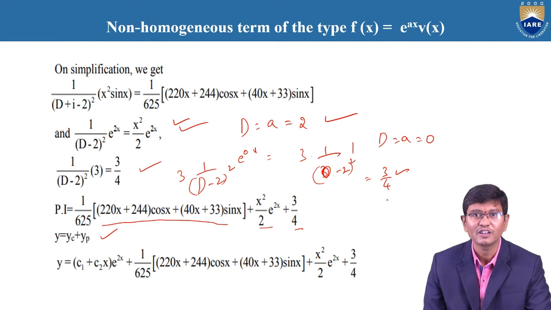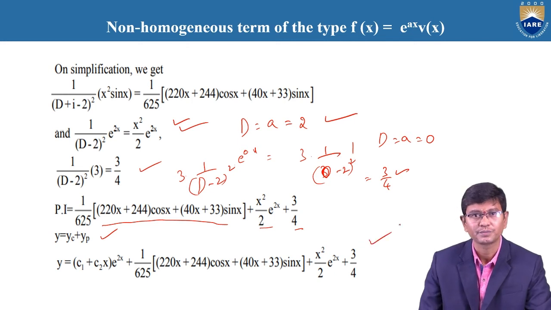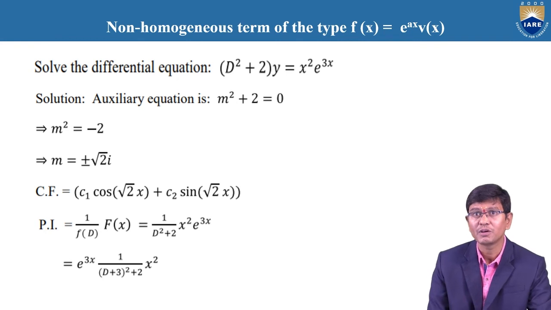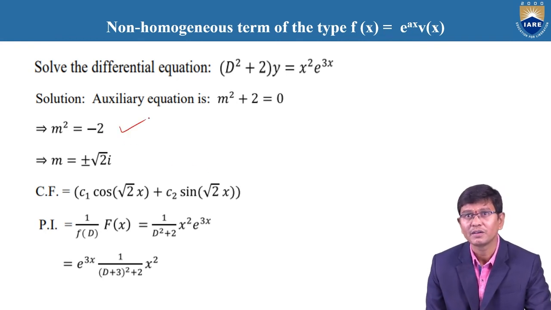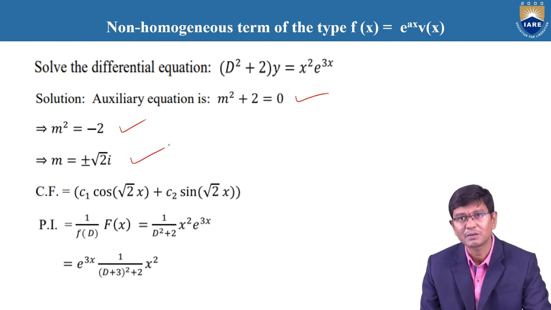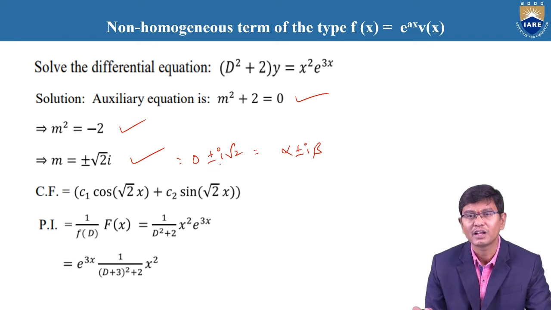Therefore the complete solution is the complementary function plus the particular integration together. Now we need to solve the differential equation (D square plus 2) y is equal to x square into e power 3x. The auxiliary equation is m square plus 2 equal to 0, so m square is equal to minus 2. Therefore the roots are m is equal to plus or minus root 2 i. Treat it as 0 plus or minus i into root 2, in the form of alpha plus or minus i beta. Therefore e power alpha x is e power 0, neglected, and the complementary function is c1 into cos root 2 x plus c2 into sin root 2 x.